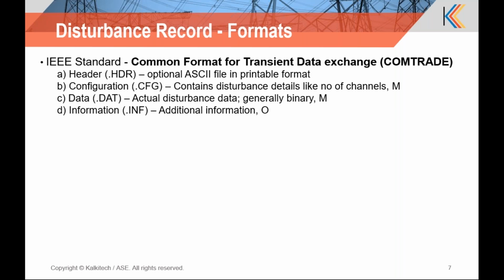Then moving on to the disturbance record format. There is a common format for transient data exchange, an IEEE format we commonly call the COMTRADE file. It has header, configuration, data, and information files, so 4 files can be there. 2 files are mandatory, the CFG and DAT files. This is the common format available for the disturbance record.